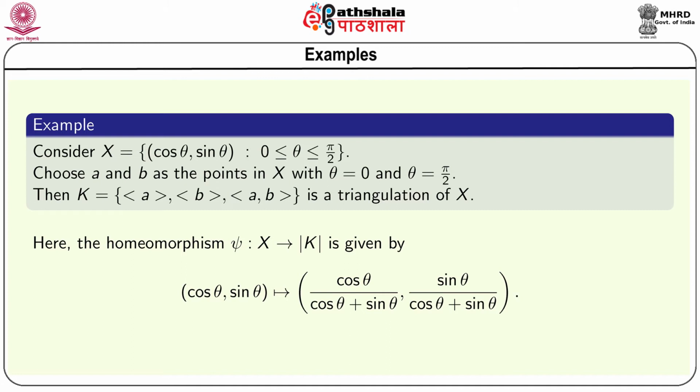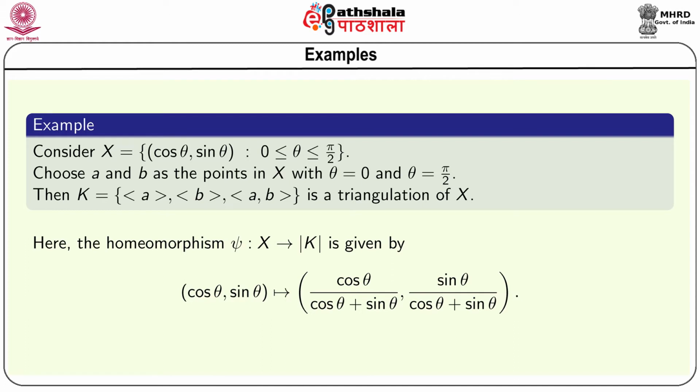Now, let us take an example. Consider X as the collection of points (cos theta, sin theta), where theta varies from 0 to pi by 2. That means it is an arc of a circle in R2. We choose 2 points A and B from X with theta equal to 0 and theta equal to pi by 2. That means A stands for the point (1, 0) and B stands for the point (0, 1) in the plane.